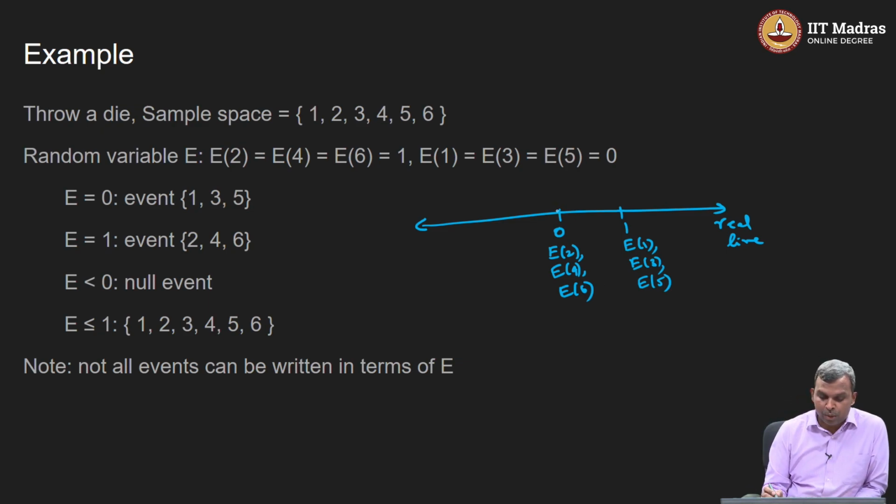So E equals 0 is the event. Oops, I got it wrong, did I? I mixed it up. So let me just redo this.